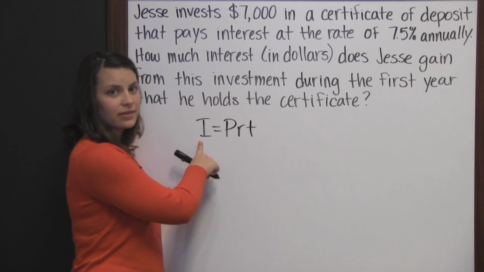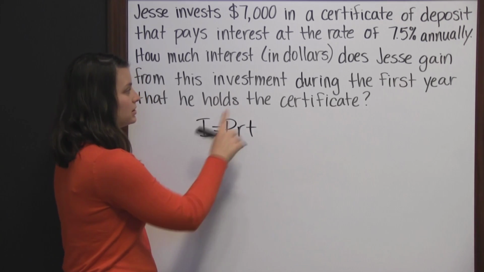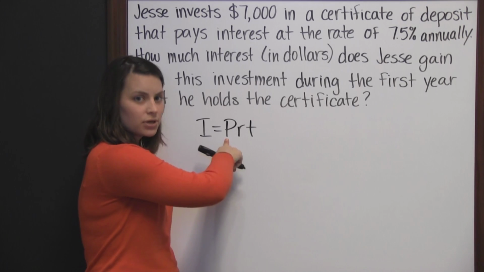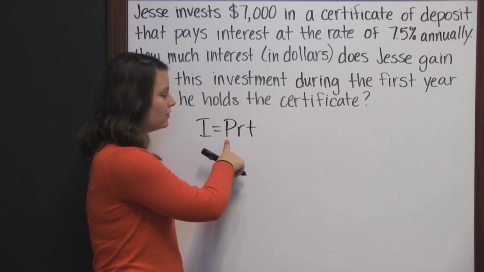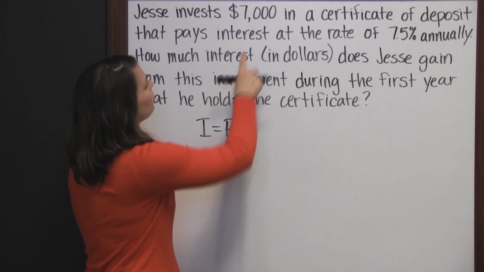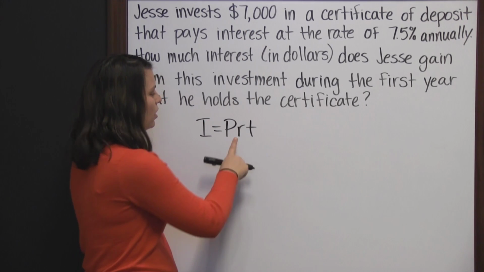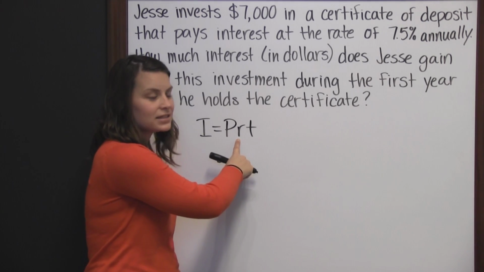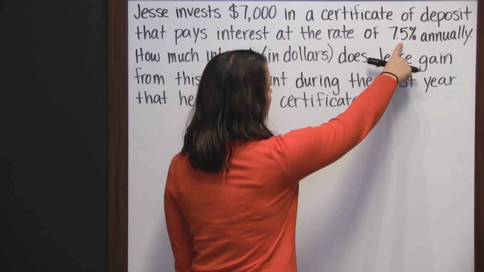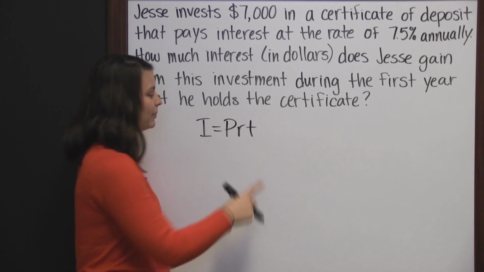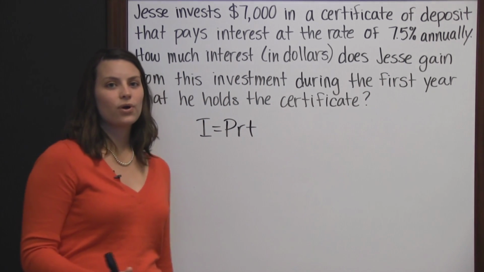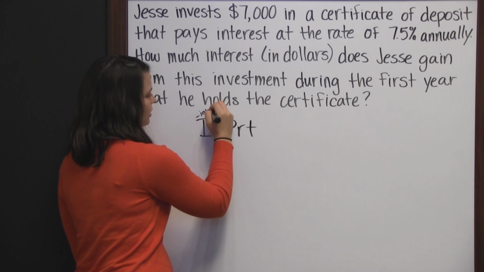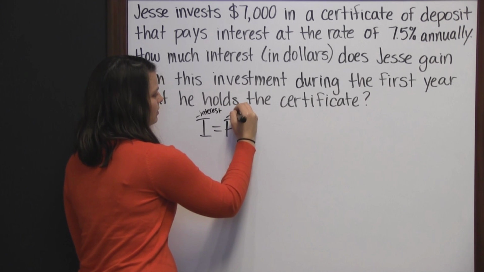The I stands for the interest, the amount of interest in dollars, like what we're trying to find. P stands for principal, or the amount that's being invested initially. That would be our $7,000. The R is the rate, or the percentage, but written as a decimal. So we're going to take 7.5% and write it as a decimal. And that'll be our rate. And then T stands for time. So you may want to make a note of that. This I is the interest. P is the principal.